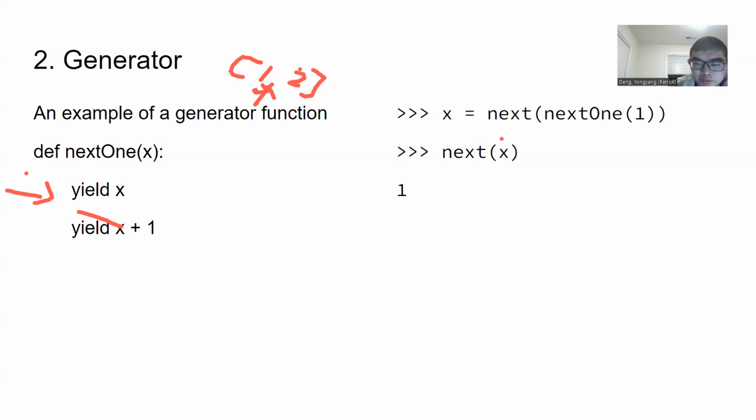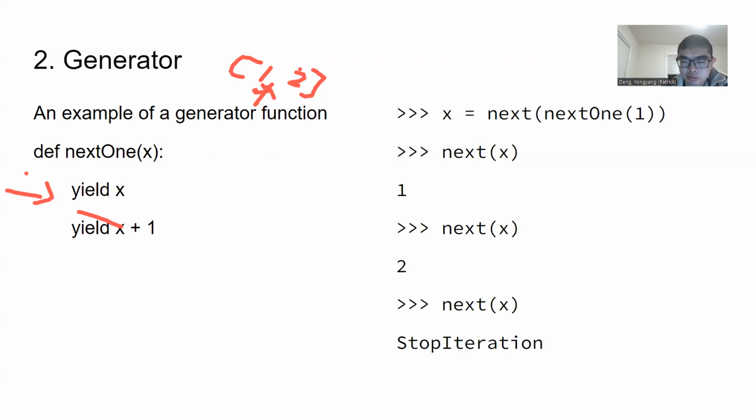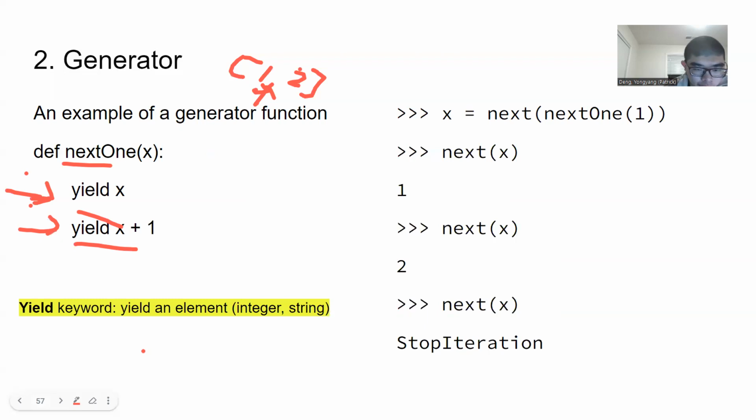So the first next gives x, which is one, and then the next call gives x plus one, which is two. When I call next again, it gives StopIteration. Why is that? Because every time you call me, execution continues from the next line, and I reach the end of the function, which means I cannot return anything. So that means StopIteration. So yield yields an element such as an integer or a string.